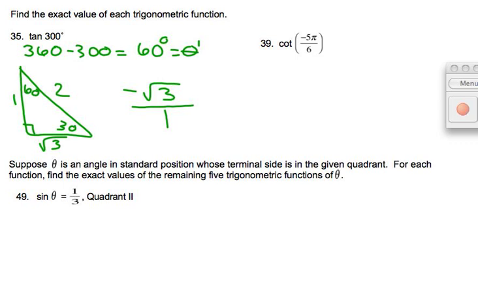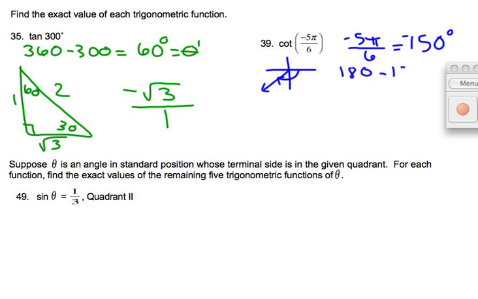Cotangent of a negative 5 pi over 6. If I'm looking at that, the negative 5 pi over 6, converting it by multiplying by 180 over pi, I get a negative 150 degrees. So when I'm looking at negative 150 degrees, going in a clockwise rotation puts me in the second quadrant. So when I'm in the second quadrant, I have to take 180 minus my 150. I have a 30-degree angle for my reference angle.